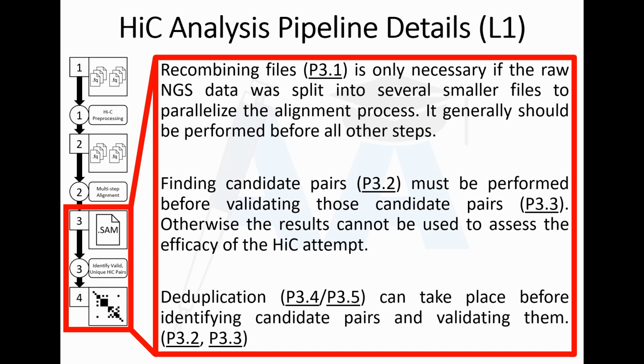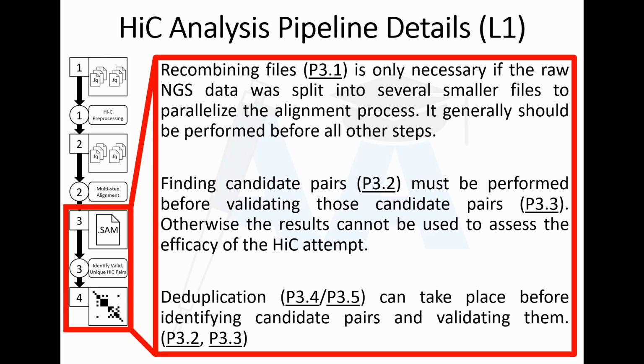Identifying candidate pairs must be performed before validating them. The screening out of singletons and multi-aligned reads informs us of the bioinformatics limitations of the alignment step, while the screening out of invalid candidate pairs tells us of how well the HiC wetlab procedure went. Removing the bioinformatic artifacts first leaves us with just the wetlab artifacts, hence the order.